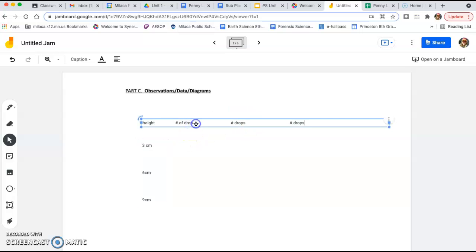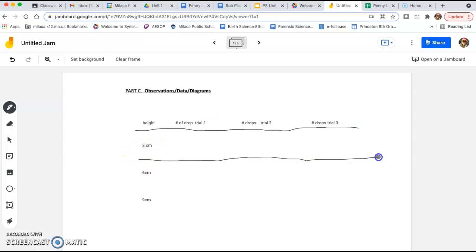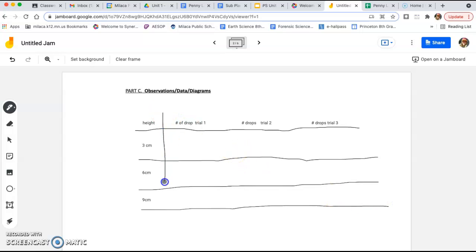And up here, I should have said trial 1, trial 2, and trial 3. Okay. So now I'm just going to make this look a little bit more like a table. And you can draw lines, which I'm sure will be straighter than mine because I'm drawing with a trackpad, and you guys will at least be able to freehand it better, hopefully. Okay. And so here's where I'm going to, as I run my experiment, record my data.